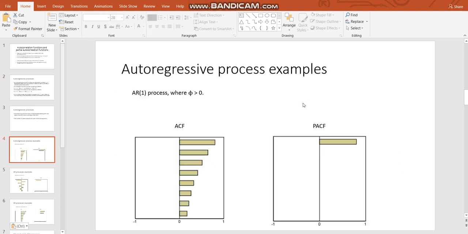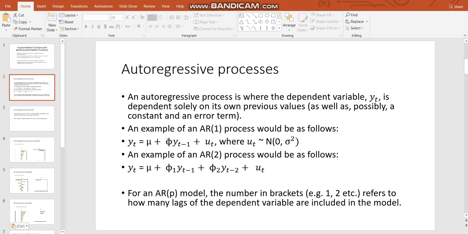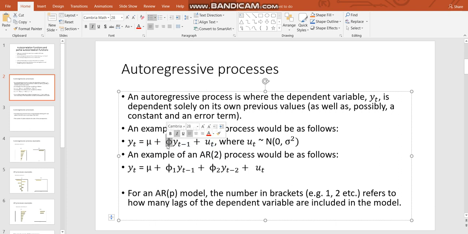So I've just got some textbook examples as well of autoregressive processes. If we just take a look at this, this shows you a standard AR1 process. You can see that the ACF is quickly declining towards 0. It's only got one spike in the PACF, and as you can see here, phi is more than 0. So if we just go back, this is what it looks like, and phi, this little Greek letter that I've highlighted, that's a positive number basically.